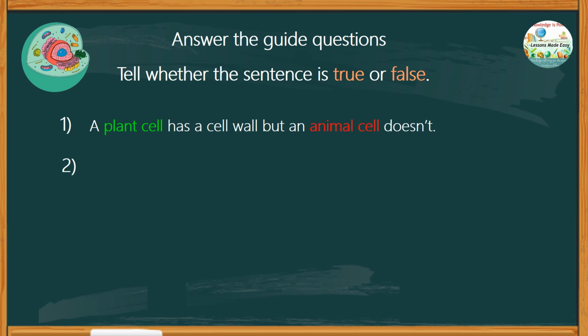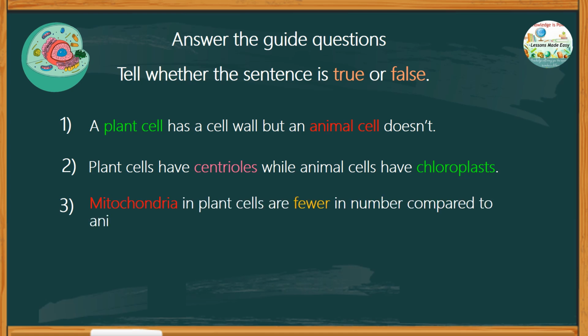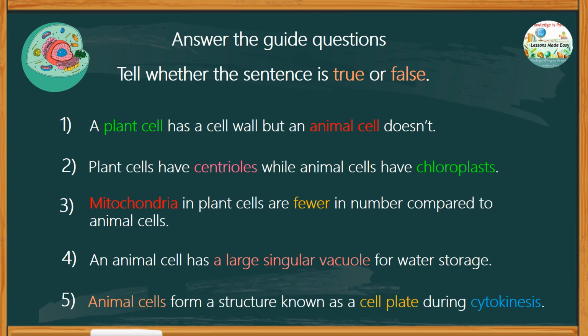Number 2. Plant cells have centrioles, while animal cells have chloroplasts. Number 3. Mitochondria in plant cells are fewer in number compared to animal cells. Number 4. An animal cell has a large singular vacuole for water storage. And number 5. Animal cells form a structure known as a cell plate during cytokinesis.